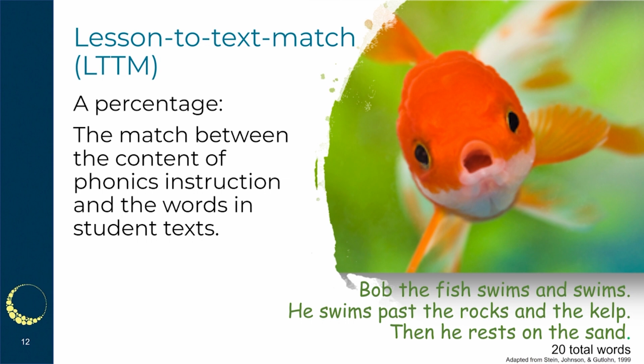Under the fish, there's a little simple story. I've adapted this from Stein, Johnson, and Gutloan. It says, Bob the fish swims and swims. He swims past the rocks and the kelp, then he rests on the sand.